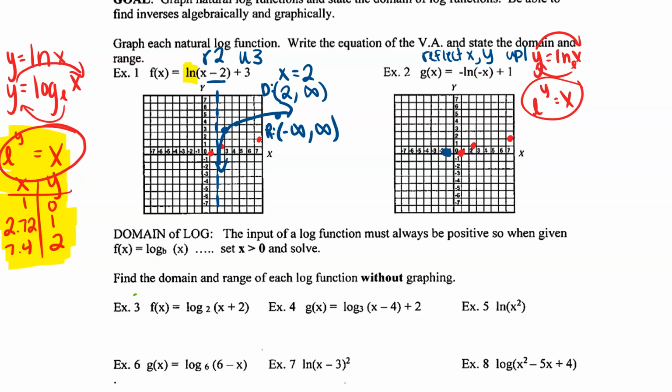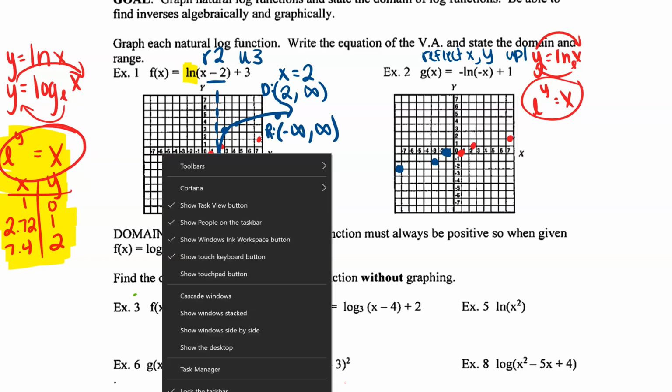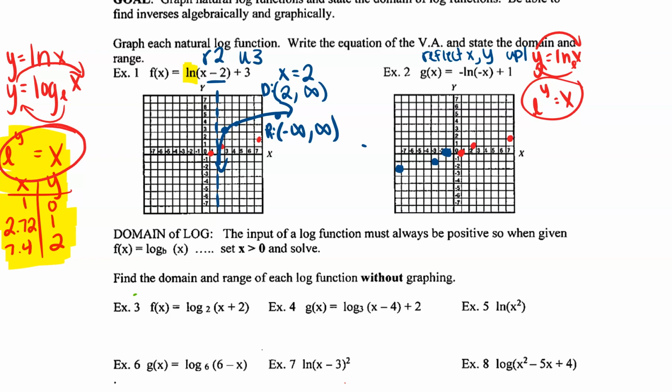Then I'm going to reflect the point 2.7, comma 1. When I reflect it over the x-axis, it becomes 2.7, comma negative 1. And then when I reflect it over the y-axis, it becomes negative 2.7, comma negative 1. So it's over there. And then same idea on the point 2.7, comma 2. It's now going to be negative 2.7, negative 2. So that was the reflections.